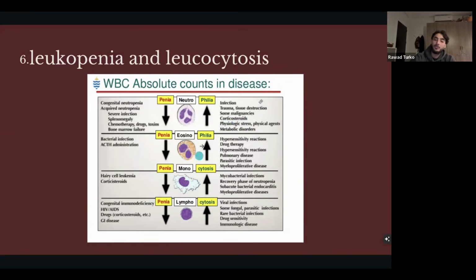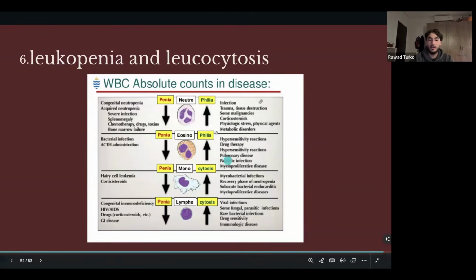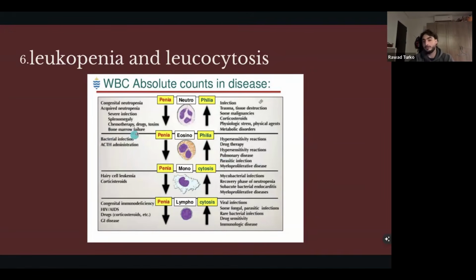Okay. Eosinophilia, I just want you to know it's mostly for hypersensitivity and parasitic infections. So things like type 1, like allergies, asthma, you can get eosinophilia. Parasitic infections, pretty much all of them can cause eosinophilia. Certain drug therapy, myeloproliferative disease can also cause eosinophilia. Eosinopenia is usually seen with a bacterial infection and ACTH administration.